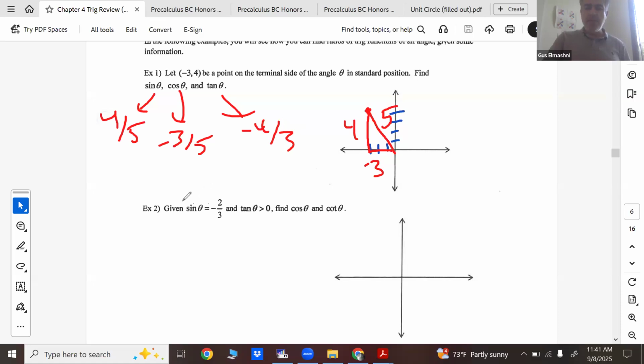Okay, now for example 2, what quadrant am I in? 1, 2, or 3, or 4?